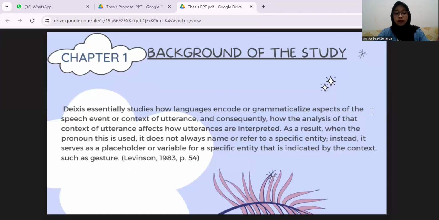As a result, when the pronoun "this" is used, it does not always name or refer to a specific entity. Instead, it serves as a placeholder or variable for a specific entity that is indicated by the context, such as gesture.